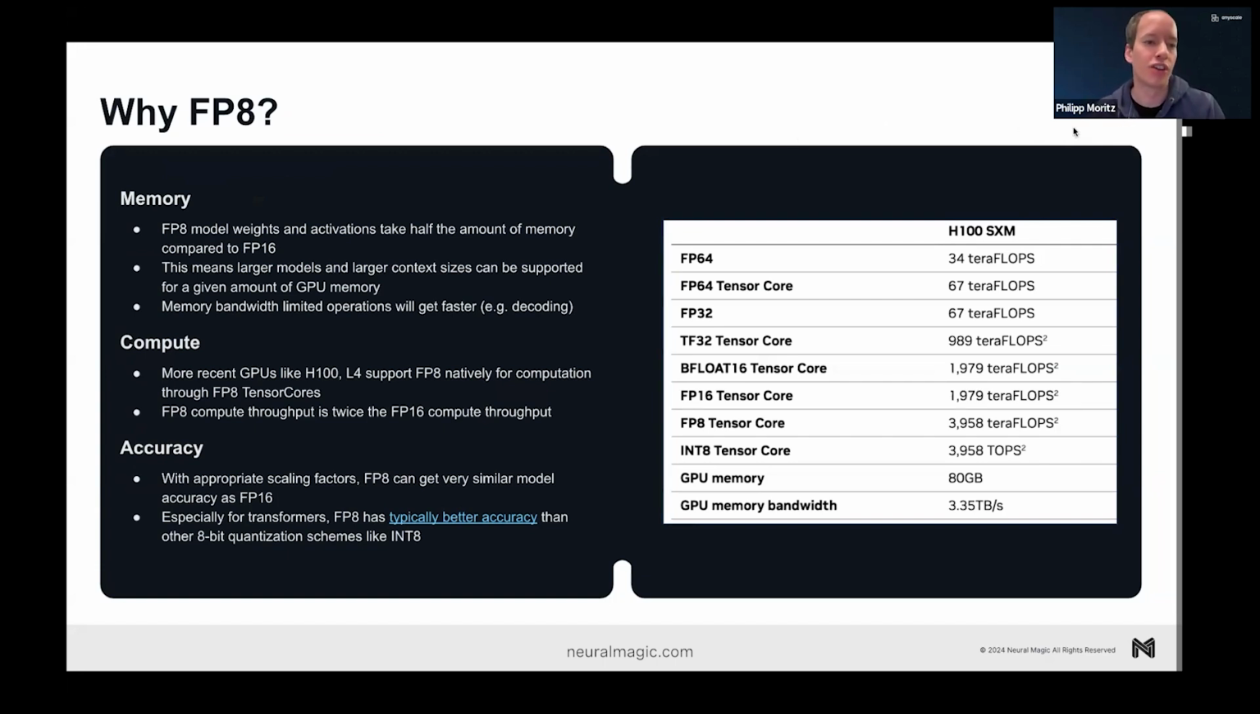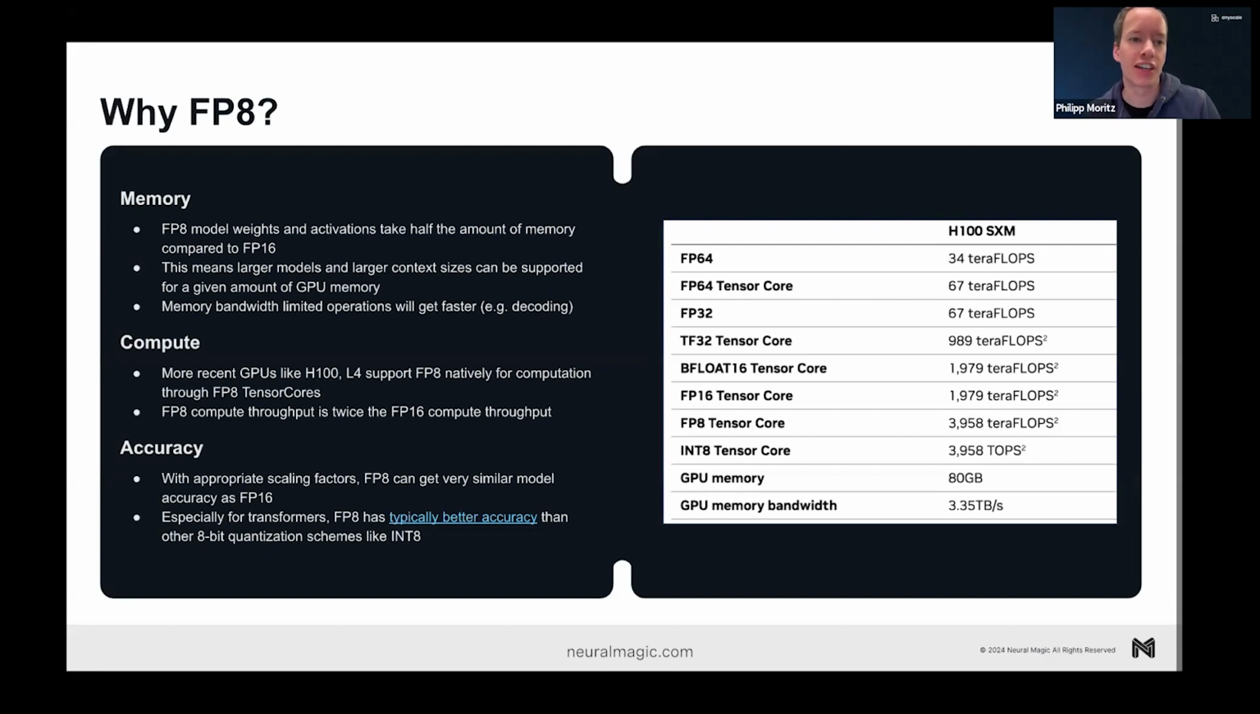So in terms of memory, obviously the weights and activations only take half of the memory compared with FP16. So this means you can store larger models and larger context sizes for a given amount of GPU memory. That's one benefit, but also many of the LLM operations are memory bound, especially decoding. And so these will also get faster because now you need to load less memory. So that's on the memory side.